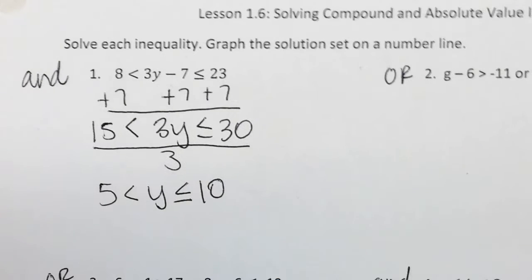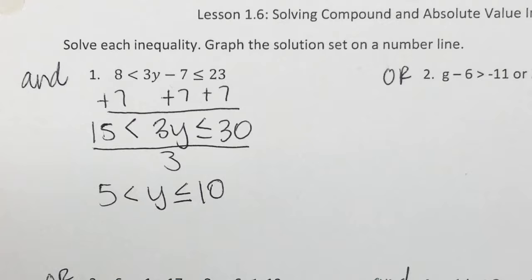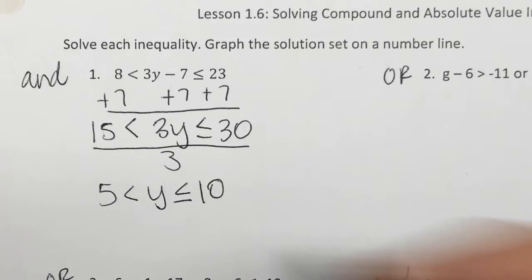Very good. And is y by itself in the middle? Yes, so we've already solved for it. Now we have to do 2 other things. What are our 2 other things? Graph, number line, and what? What's the second thing called? Interval notation. Good.